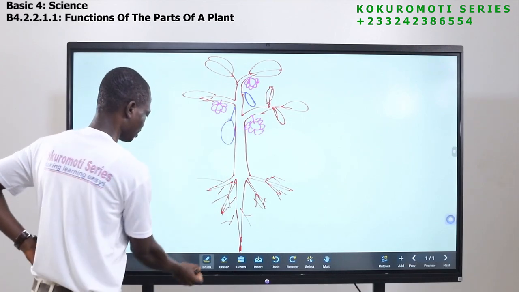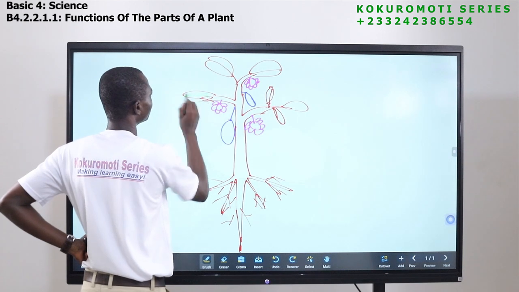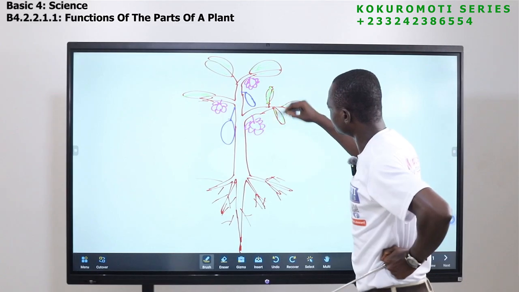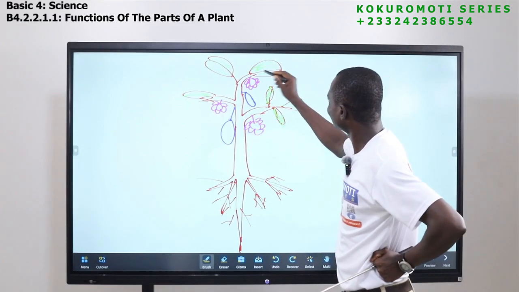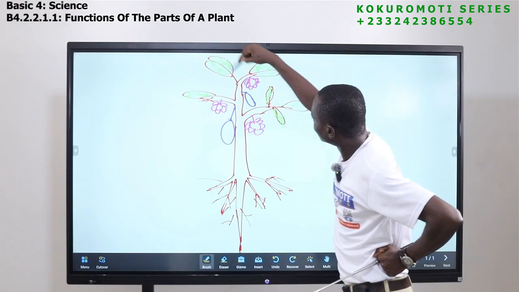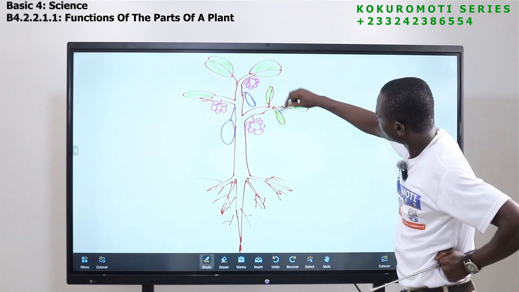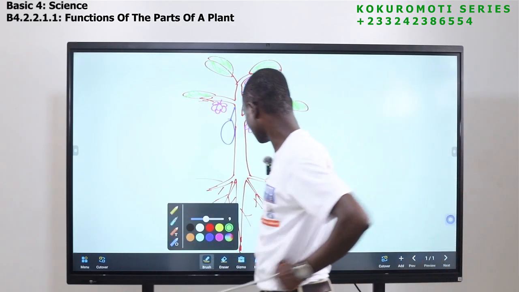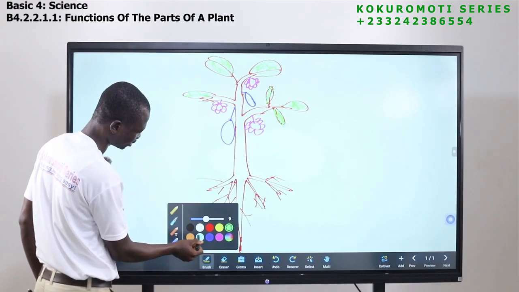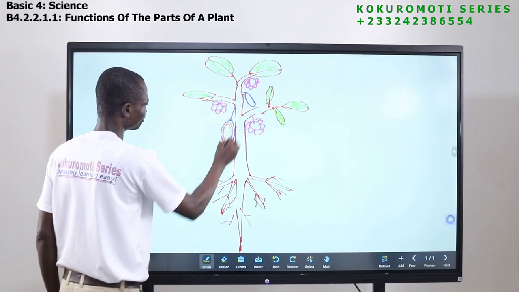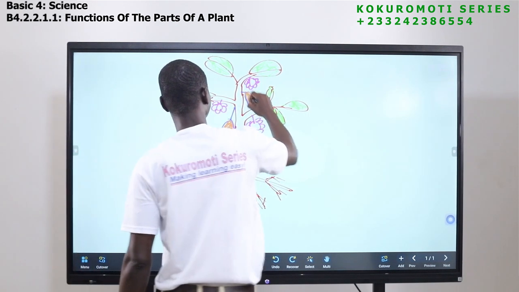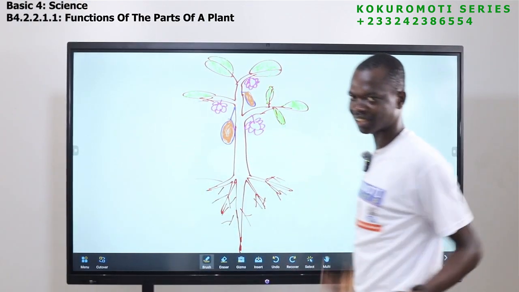So this is a plant. If I ask you to draw a plant, this is what you should draw for me. Look at it. Is it not nice? Okay. So this is our plant. Now we have our fruits. So this is our fruit. I hope you can see the fruits here. Now this is our plant.